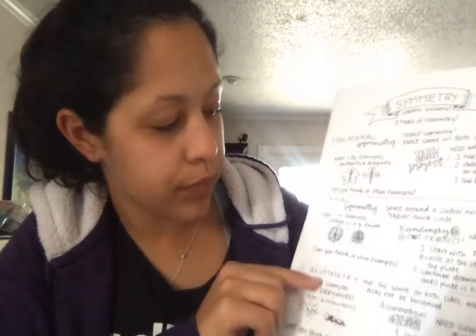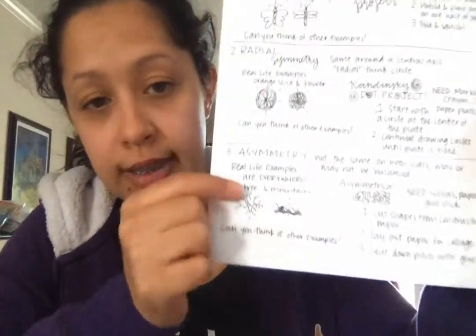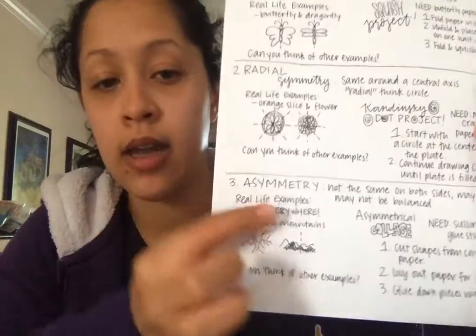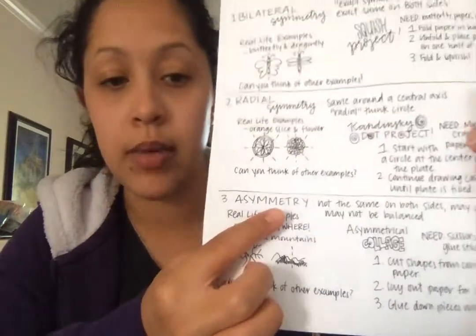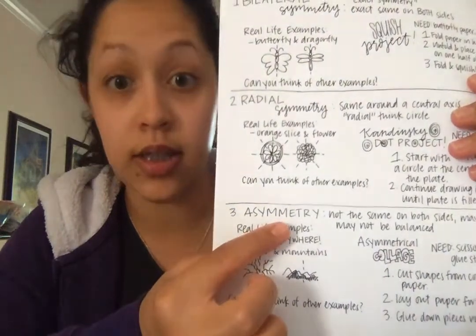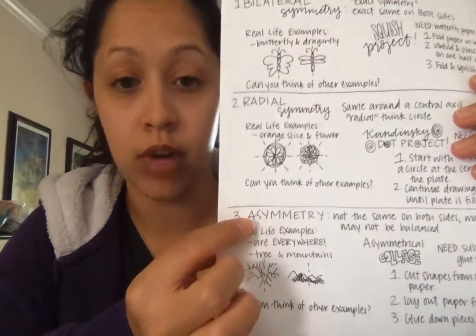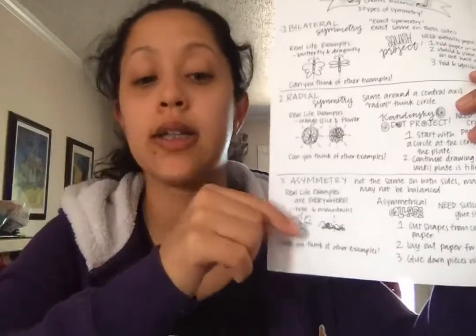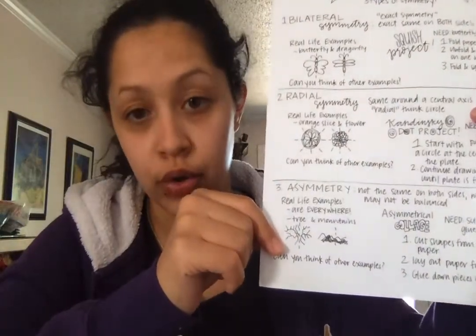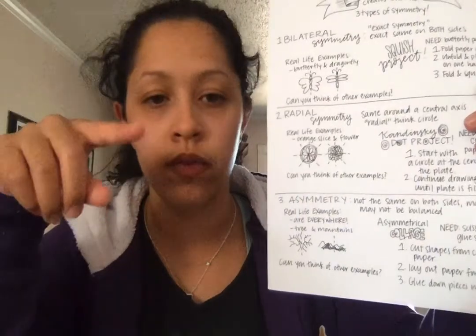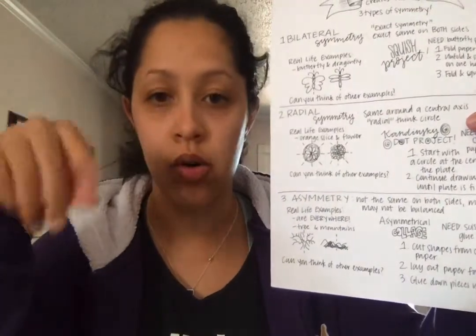So last but not least is asymmetry. So this basically, the A in front of symmetry breaks down the word, meaning not symmetrical, basically. So unsymmetry, really. So when you're looking at something that's asymmetrical, it's not the same on either side. It doesn't repeat itself at all around a circle.